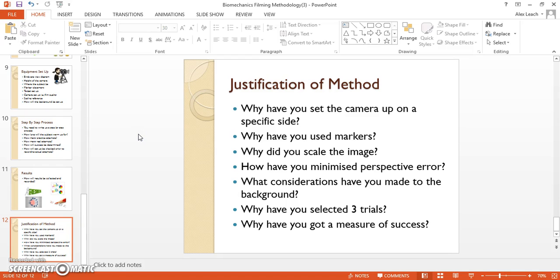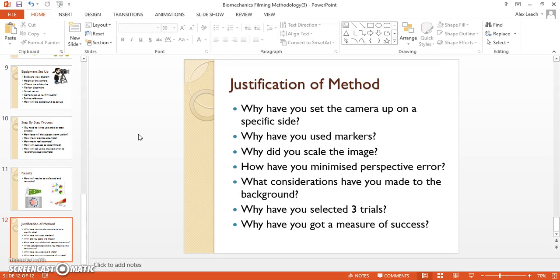So why have you set the camera up on a specific side? Well, if you're looking at right-footed players, you need to see their right leg, or right-handed, you need to see the right hand, because otherwise their body will be in the way, so you can't get angles, can't get true readings, and you lose reliability, validity, and accuracy. Beef that up a little bit, but that's the main reason.